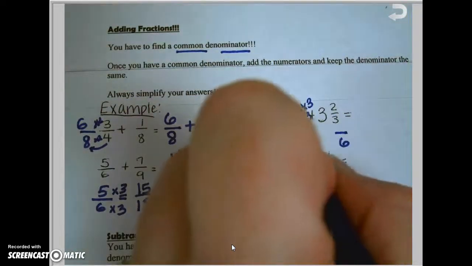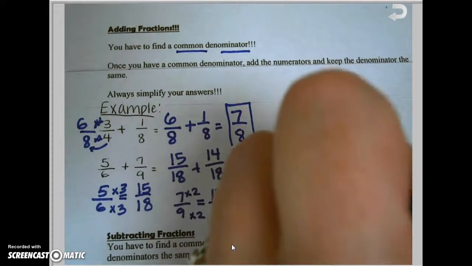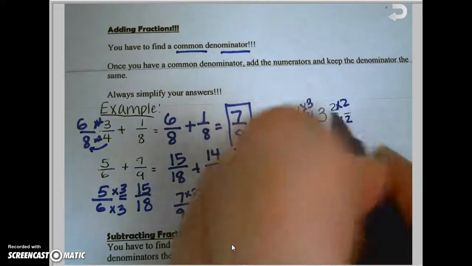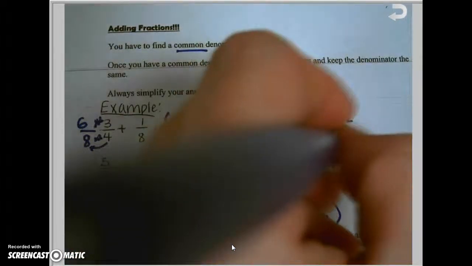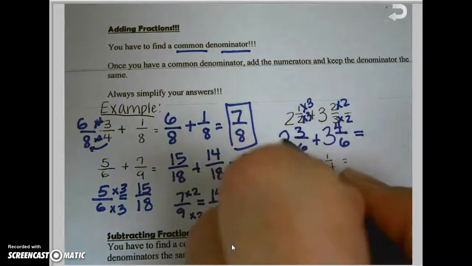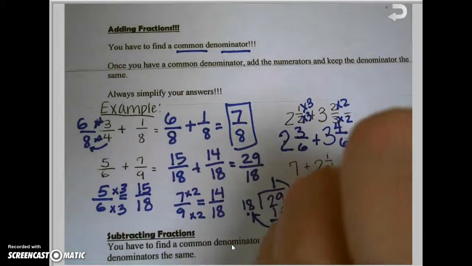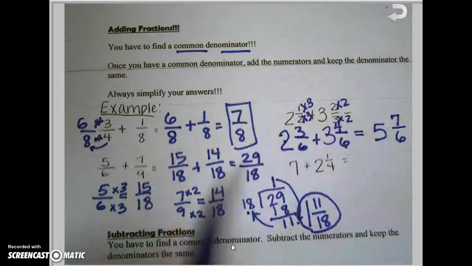So 2 1/2 would be the same as 2 and 3/6. And then right here, 3 times 2 is 6, so 2 times 2 would be 4. Whatever you do to the denominator, you have to do to the numerator. So now I have 2 and 3/6 plus 3 and 4/6, which would give me, let me do my whole numbers, 2 plus 3 is 5. 3/6 plus 4/6 is 7/6.